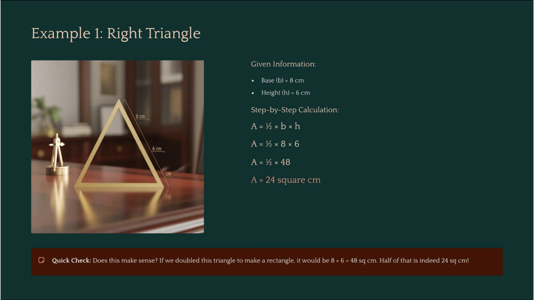Here's a simple example. A right triangle with a base of 8 centimeters and a height of 6 centimeters. We put those numbers into our new formula. Half times 8 times 6. Remember to always multiply the numbers first. 8 times 6 is 48. Now, we take half of that, which is 24. So the area of our right triangle is 24 square centimeters. That means 24 small 1 centimeter by 1 centimeter squares would fit inside it.